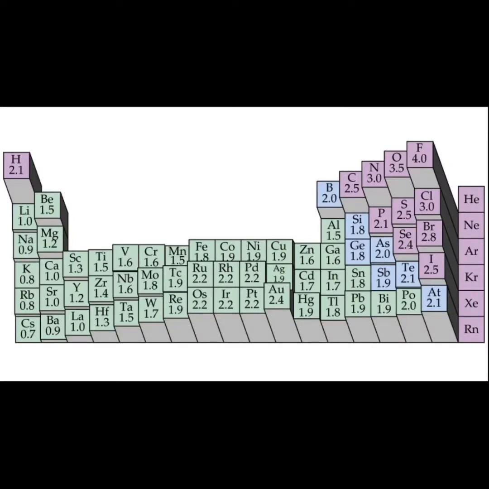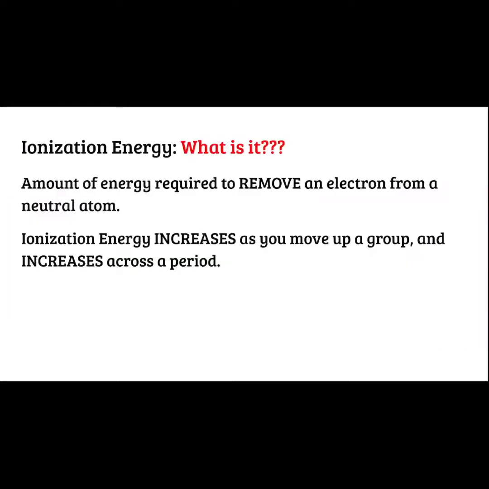So here's kind of what that actually looks like. This periodic table has the electronegativity units. Like fluorine has an electronegativity of 4, chlorine is 3, bromine is 2.8. So this kind of just shows that.